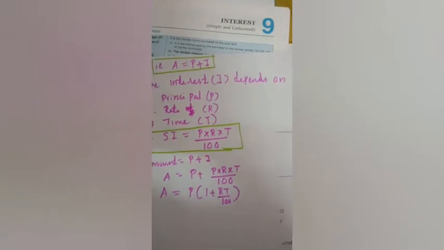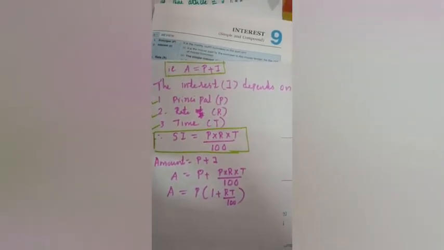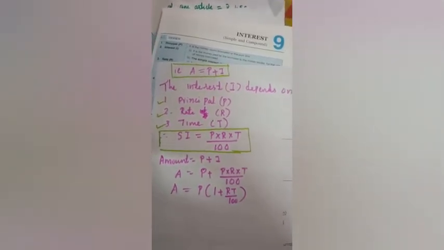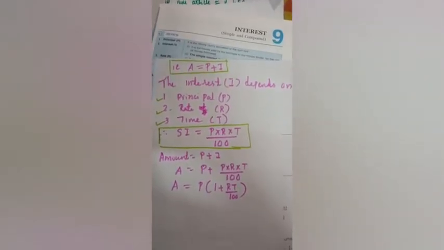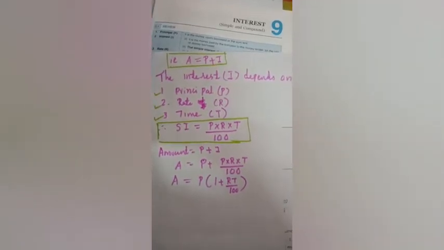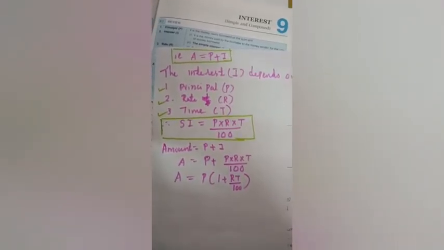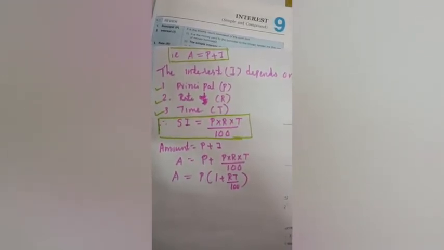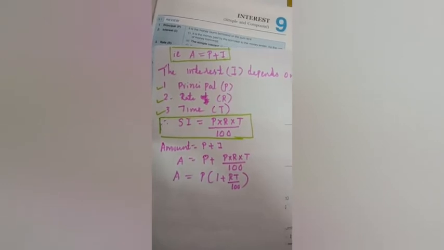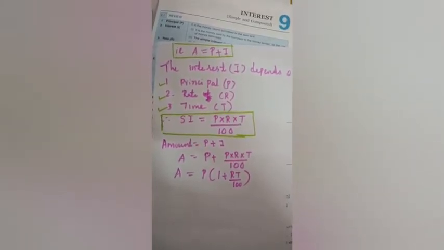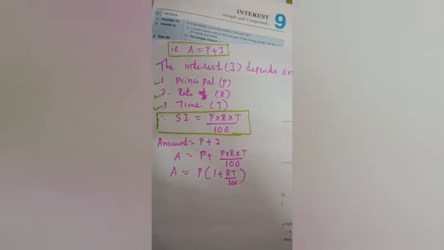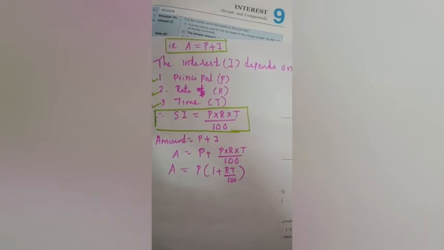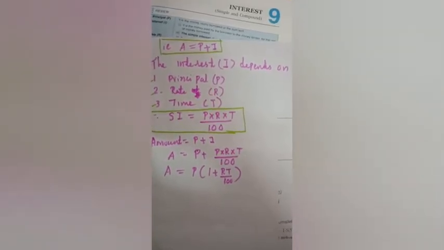Now the interest depends on three things: principal, rate of interest, and time period. Principal means the money that we borrowed. Rate means at what percentage. Time period means a fixed time, some banks are giving 4 years, others 5 years, like that.